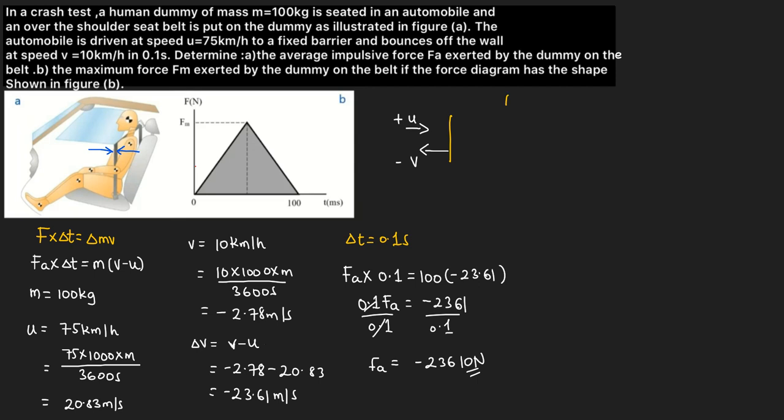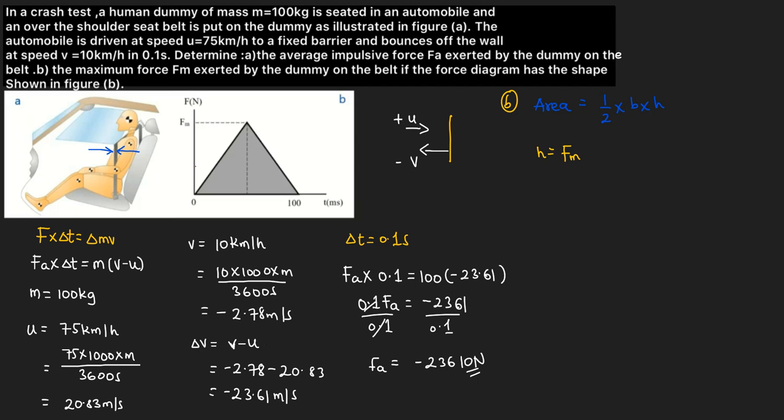So let's look at the B. The B says that we should find the maximum force Fm exerted by the dummy on the belt if the force diagram has the shape shown. In this case, the area under this graph will be equal to the total impulse. That's a triangle, so the area is equal to half times base times height. In this case, the height is giving us the Fm.